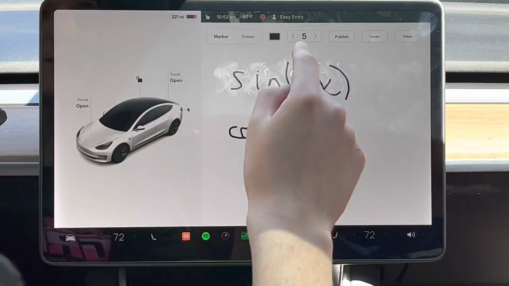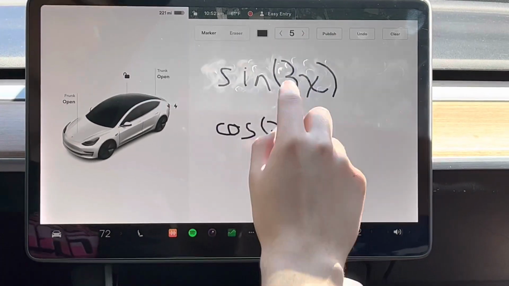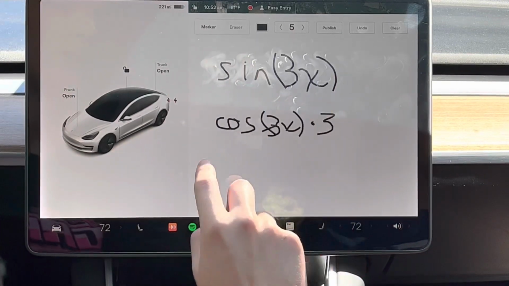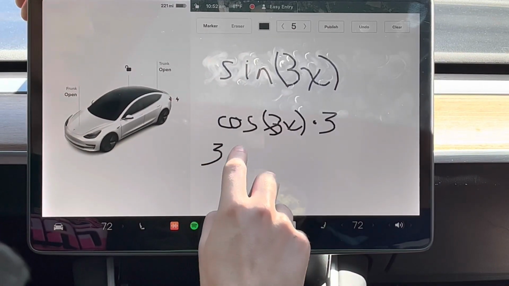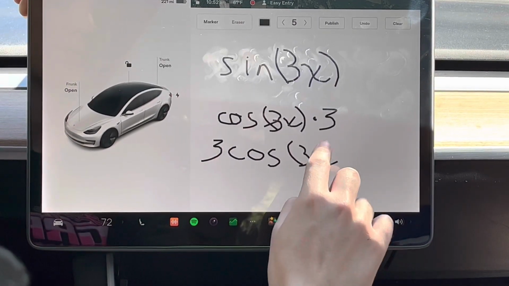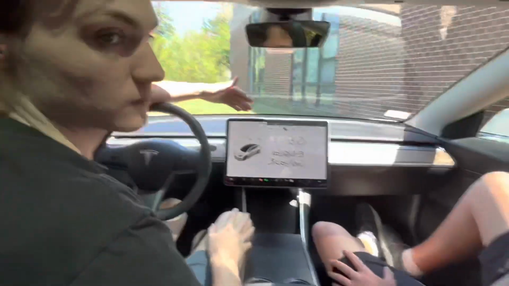And then we're going to multiply that by the derivative of the inside function, which is 3x, so the derivative of that is just 3. So the derivative of sine of 3x is going to be 3 cosine of 3x. And that is how you use chain rule to differentiate functions.